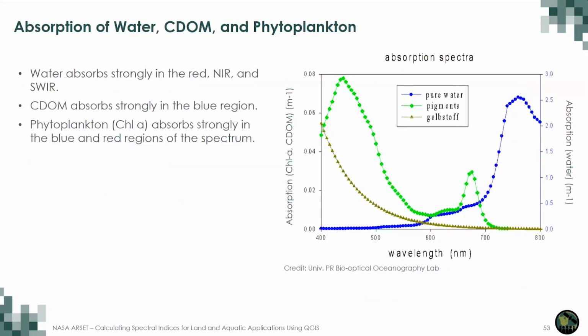Other water constituents, like colored dissolved organic material, absorb strongly in the blue region with practically no absorption in the red and other longer wavelengths. Because chlorophyll and other photosynthetic pigments absorb strongly in the blue and red regions and have a higher reflectance in the near-infrared, pixels containing floating algae can be differenced from water pixels.